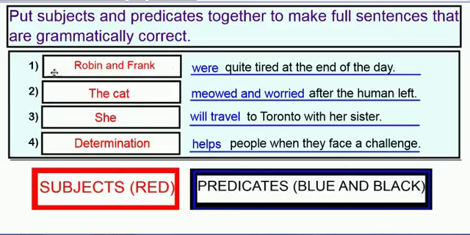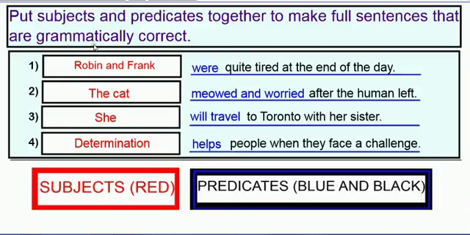So if we look at number 1, the subject is Robin and Frank. The predicate is everything that goes after the subject. So the predicate is were quite tired at the end of the day. Number 2, the subject is the cat. The predicate is meowed and worried after the human left. Number 3, the subject is she. The predicate is will travel to Toronto with her sister. The 4th one, the subject is determination. The predicate is helps people when they face a challenge.